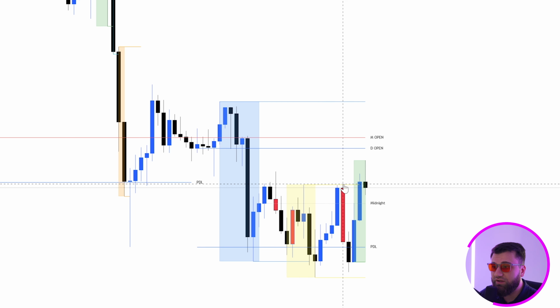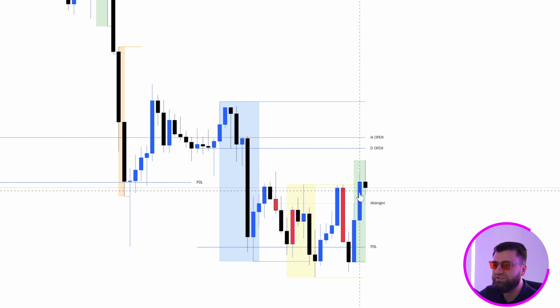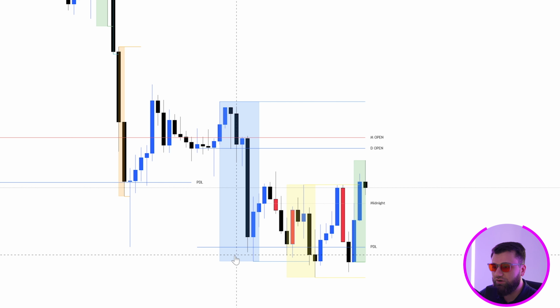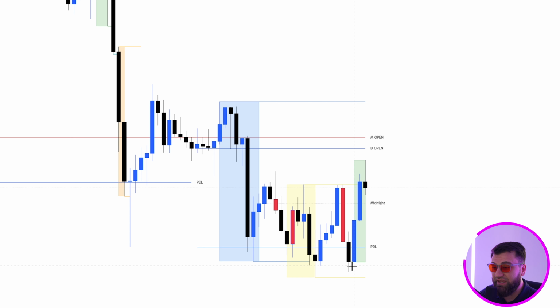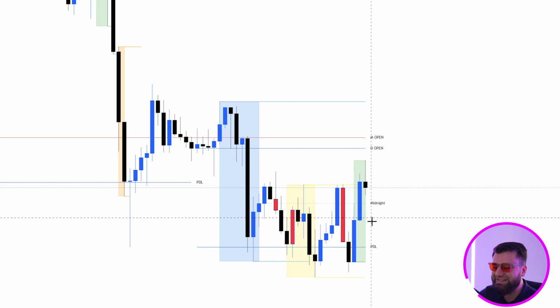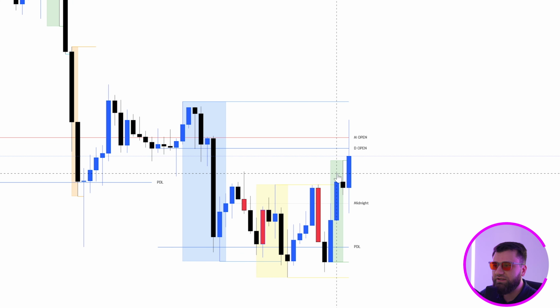Why? Because we already closed above the London session. So thanks to the indicator, we can already see this is the London high, and we already closed above that. The manipulation is also there. We already swept Asia high. PDL is also swept. So all we need is that candle to give us that closure, and we can take that trade. And already right here, the 30-minute candle gave us the manipulation candle.